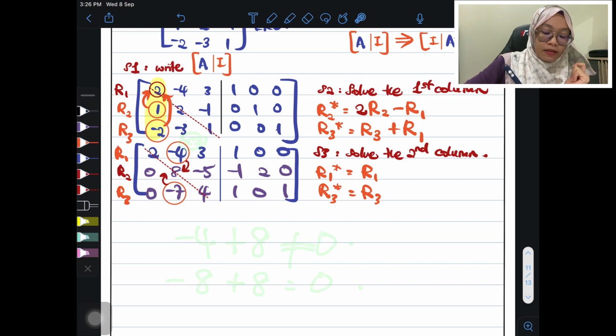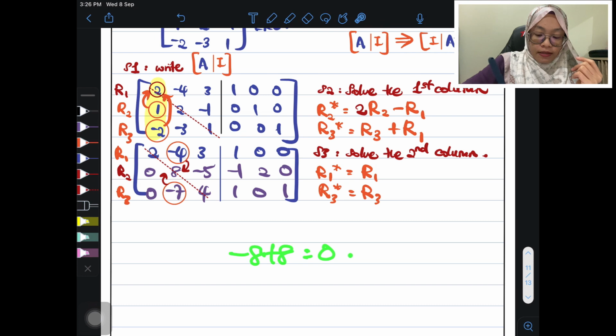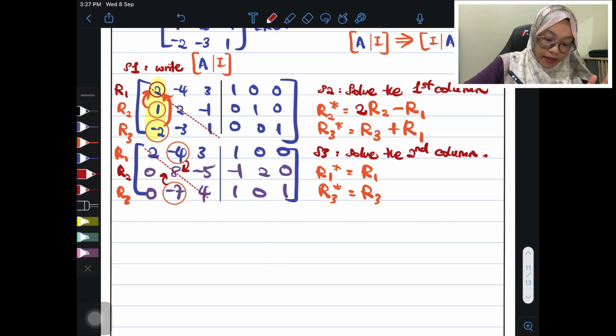And so I have to do what? I must times 2 dulu. So this -4 must become -8 by times it by 2. Okay, -8 plus 8 will be 0. And so this first row must be darabkan dengan 2. Macam tu lah. So 2 row 1 must be plus with the second row. The second row here. Okay. Barulah you akan dapat sini kosong. Bukan. You akan dapat the first row lah.